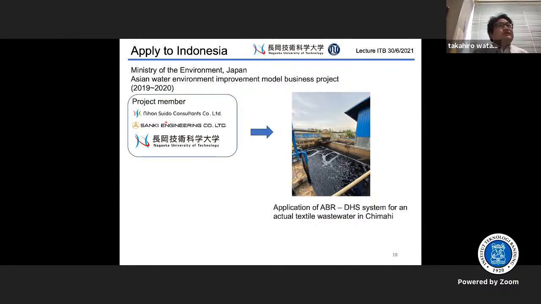So in order to solve this problem, we created a new research project on textile wastewater treatment, funded by the Ministry of Environment in Japan. The project members are Nihon Seido Consultant in Tokyo, Sankey Engineering in Tokyo, and our university. This project is conducted from 2019 to 2020, and we are trying to apply our technology, the ABR-DHS system, to actual textile wastewater in Cimahi.